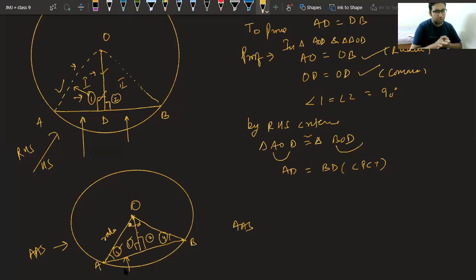Not complete O, beta. Not complete O. Only that portion of O. Okay, Moksh, only that little portion of O plus that. Okay.